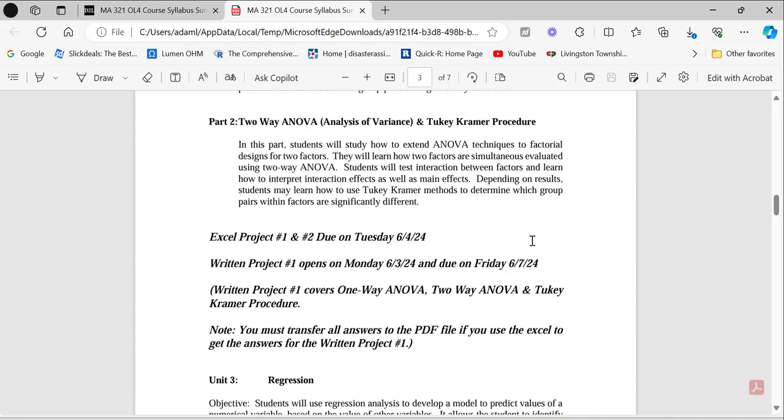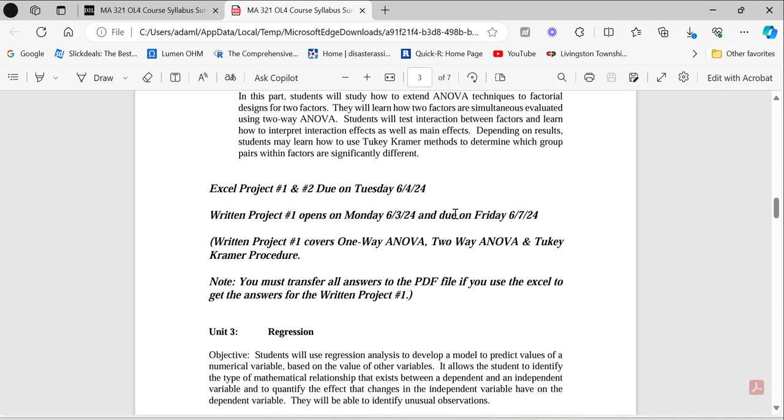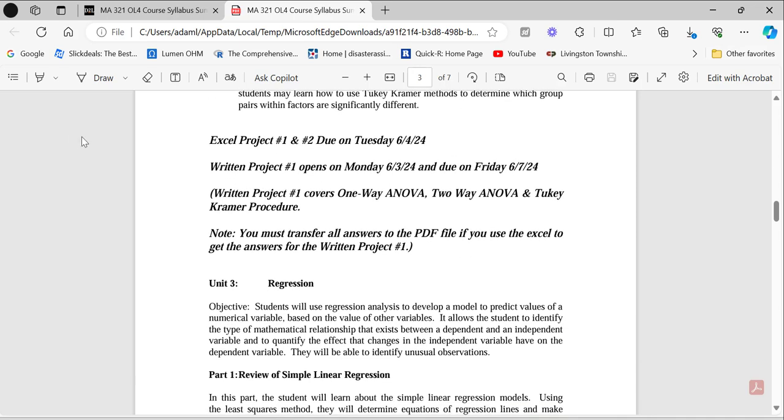And also, you're going to learn how to do the two-way ANOVA and the Tukey-Kramer procedure. Two-way means two-factor, meaning two variables. You're going to have two different variables, row factors and then column factors. Okay.